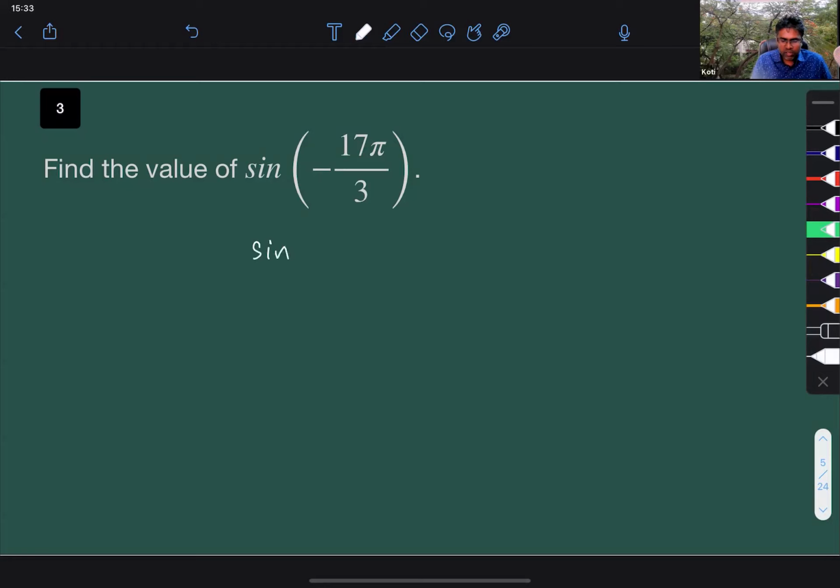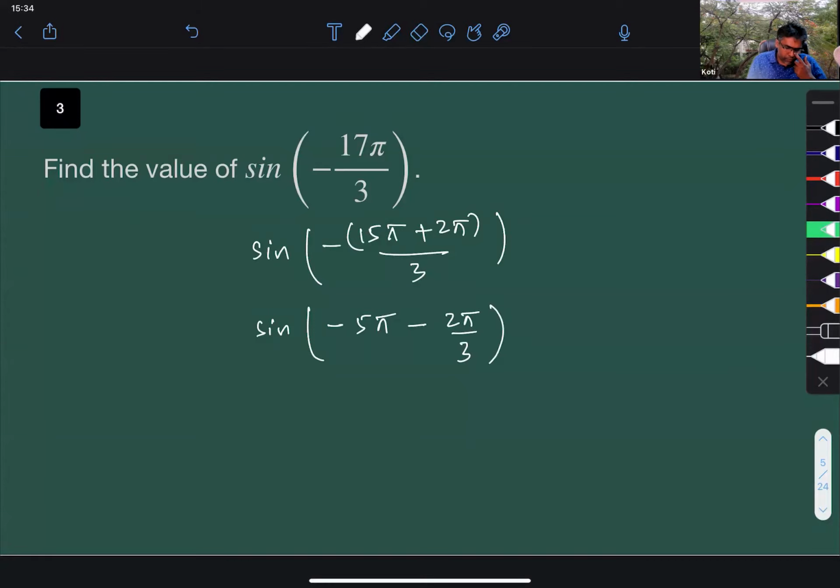So 17 by 3. You can try to get the highest multiple of 3 that fits. That would be 15. So 15 pi plus 2 pi by 3. So we could write this as sine of minus 5 pi minus 2 pi by 3. Now, we don't have a multiple of 2 pi. So what can I do here?